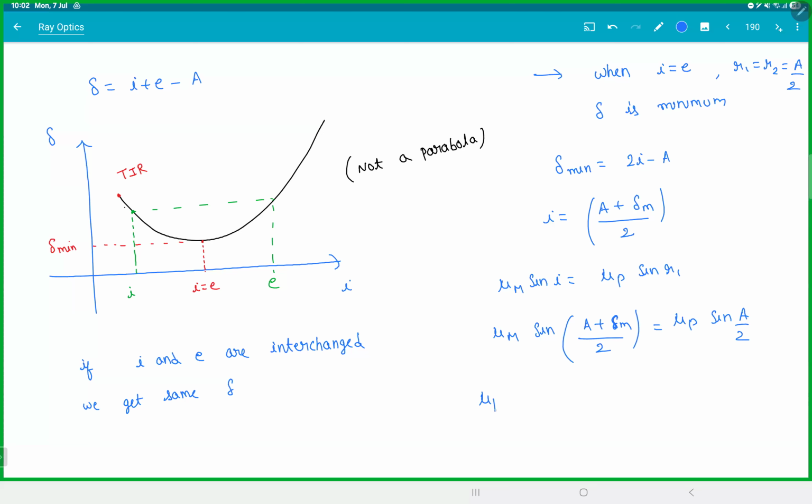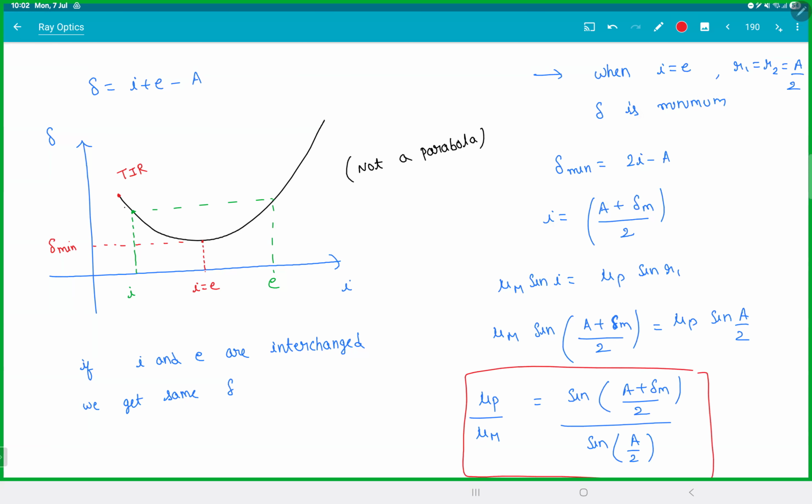So we get mu prism by mu medium equals sine of (A plus delta minimum) by 2, divided by sine A by 2. This is how you can find the refractive index. You have to do the experiment, plot a graph, find the delta minimum and substitute in this formula. Quite a useful formula. You should definitely remember this. There, these are the main ones.